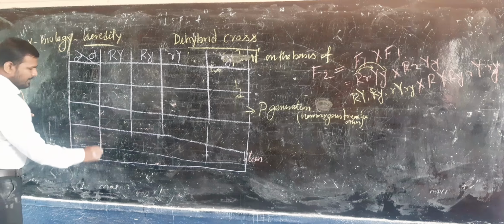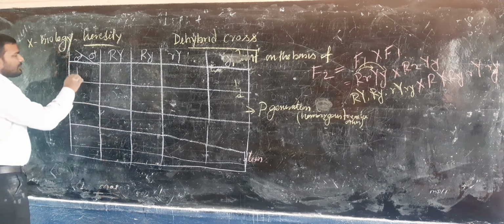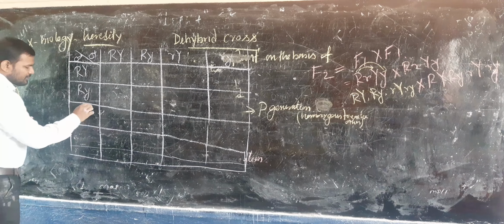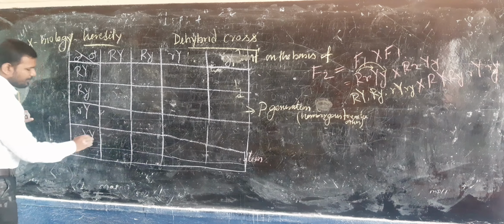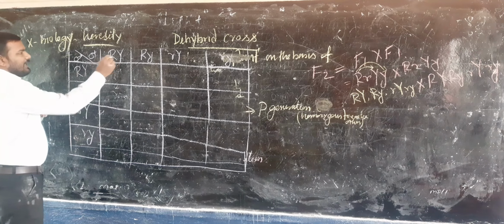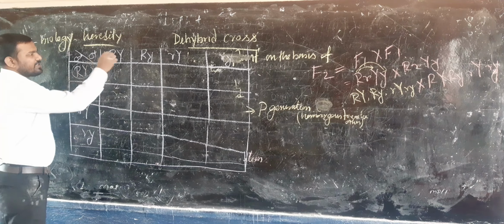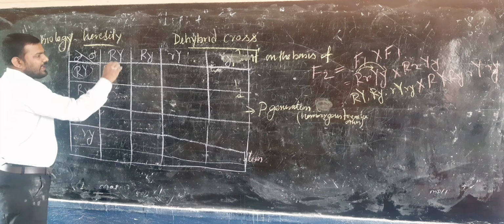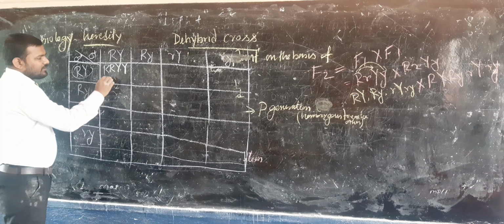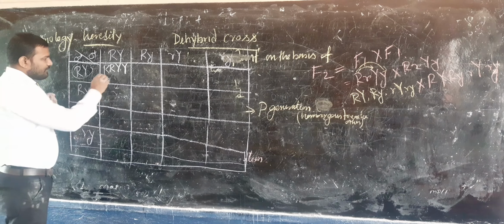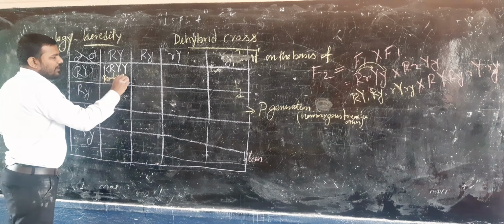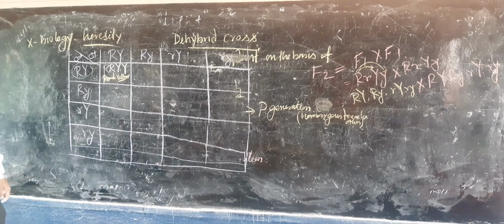Checkerboard. Here: capital R capital Y, capital R small y, small r capital Y, small r small y. First, this capital R capital Y gamete is going to fertilize with this, forming capital R, capital R, capital Y, capital Y. These are the pure round shaped yellow color. Round shaped yellow color. But these are homozygous in nature.